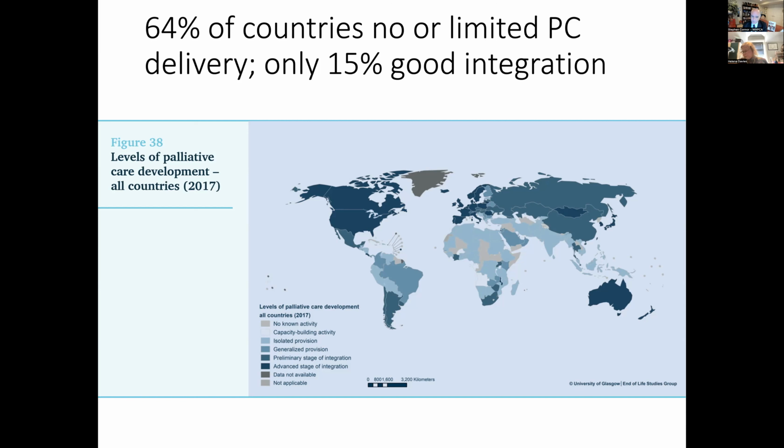The third level is bifurcated into preliminary isolated provision, and then generalized provision. And then the fourth level is bifurcated into beginning to integrate into the healthcare system and more advanced levels of integration. So almost 2/3 of countries have either no or very limited delivery of palliative care. And only about 30 countries, 15% of the total, have good integration into the healthcare system.